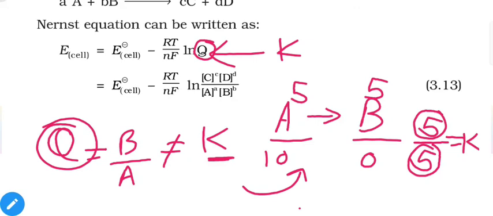It will be equal to Q. And when equilibrium is established, then Q is equal to K. So that means in this case we can say that equilibrium is not established. That's why instead of K, Q is placed.